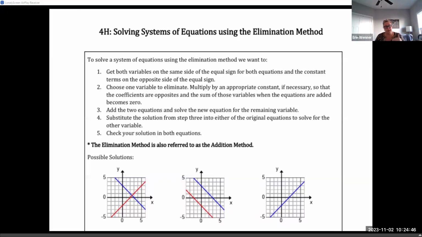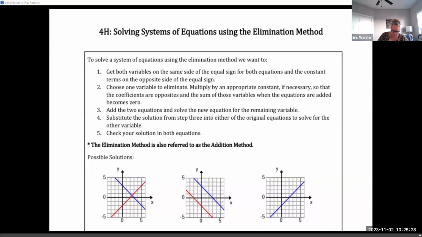So where in the substitution method, you want to isolate a variable, in the elimination method, you want to get all the variables on the same side. So it says get both variables on the same side of the equal sign for both equations, and the constant terms, that's usually where it's like 2x plus y equals 3, that 3 is the constant term, you want to get that on the opposite side of the equal sign. You're going to choose one variable to eliminate. Usually it's pretty apparent which one you want to use, but not always. You want to multiply by an appropriate constant if necessary, so the coefficients are opposites and the sum of those variables when the equations are added together becomes 0.